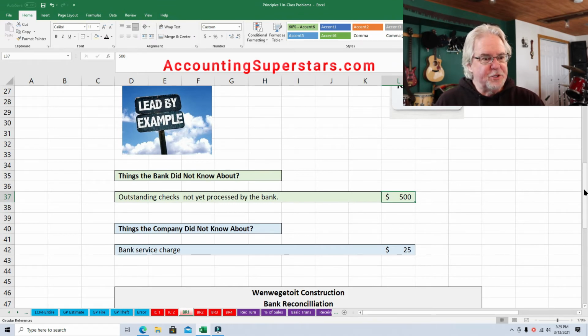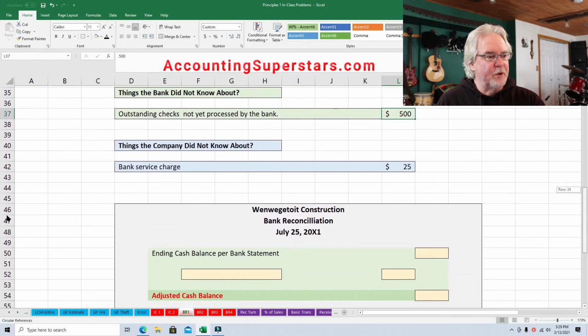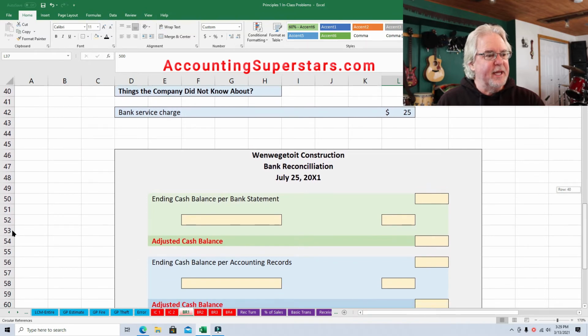So let's go down to the bank reconciliation. Here we go. So all we do, folks, is we just put in our ending cash balance per our bank statement. So you've got to look at the bank statement. And according to the bank statement, the ending cash balance is $1,500. Now, this top section here, these are things that the bank did not know about. And they did not know about those outstanding checks.